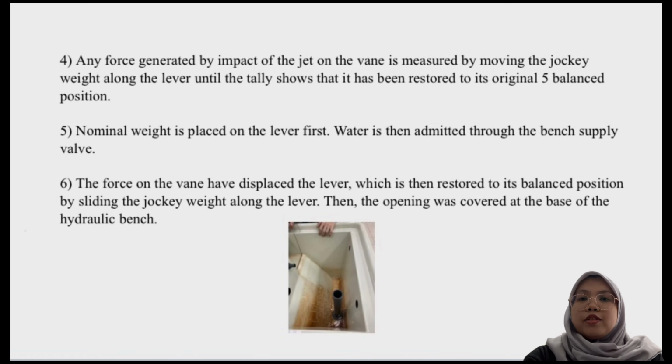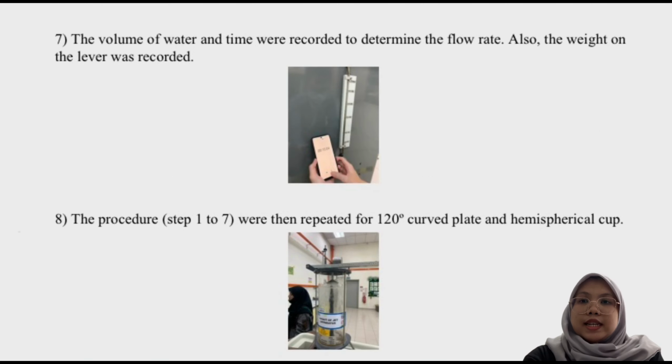The sixth step, the force on the vane displaces the lever, which is then restored to its balanced position by sliding the jockey weight along the lever. Then, the opening was covered at the base of the hydraulic bench. The seventh step, the volume of water and time were recorded to determine the flow rate. Also, the weight on the lever was recorded. The eighth step, steps 1 to 7 were then repeated for the 120-degree curve plate and hemispherical curve plate.